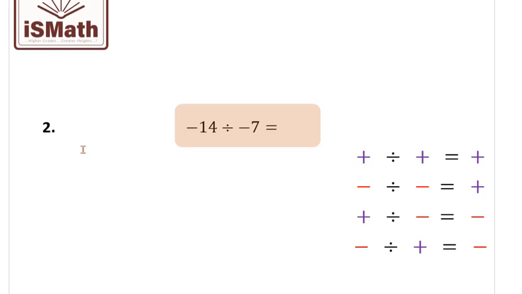Let's go to the second question. Another example. So we have minus 14 divided by minus 7. We have same signs here. Because they are the same signs, it's going to give us a plus.